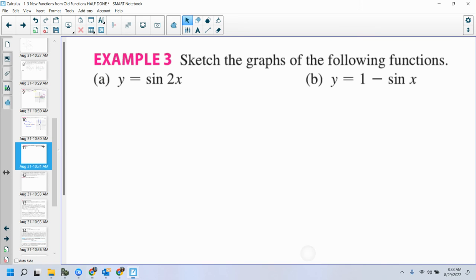Welcome back. So this is day 2 of section 1.3, all about transforming functions. The title is New Functions from Old Functions.